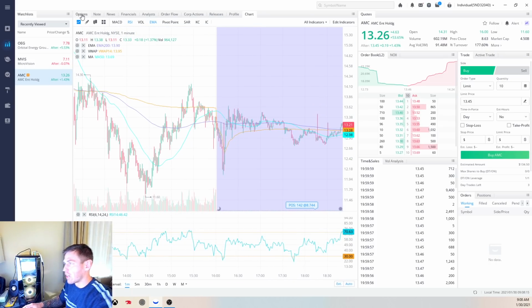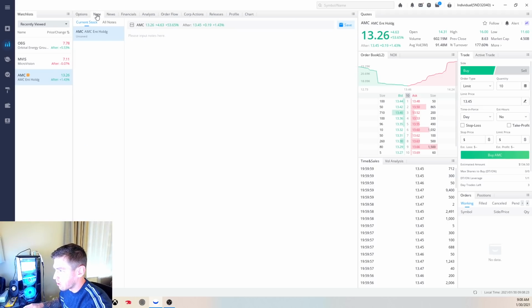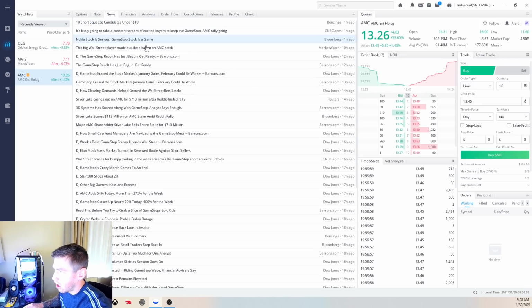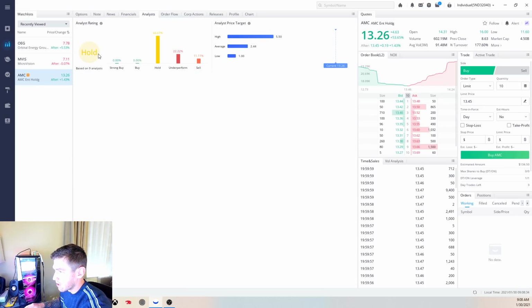And then another thing that's very cool about the layout here is you can have a whole plethora of information, right? So we've got options. You can look at all the different options that are currently available. Notes, you can write notes on a stock, your game plan with a stock. News, it'll show you all the most recent news from a bunch of different sources, right? Which is huge. Financials is automatically pulled up for you. Analysts, we have a hold rating on AMC. That'll pull up for you.